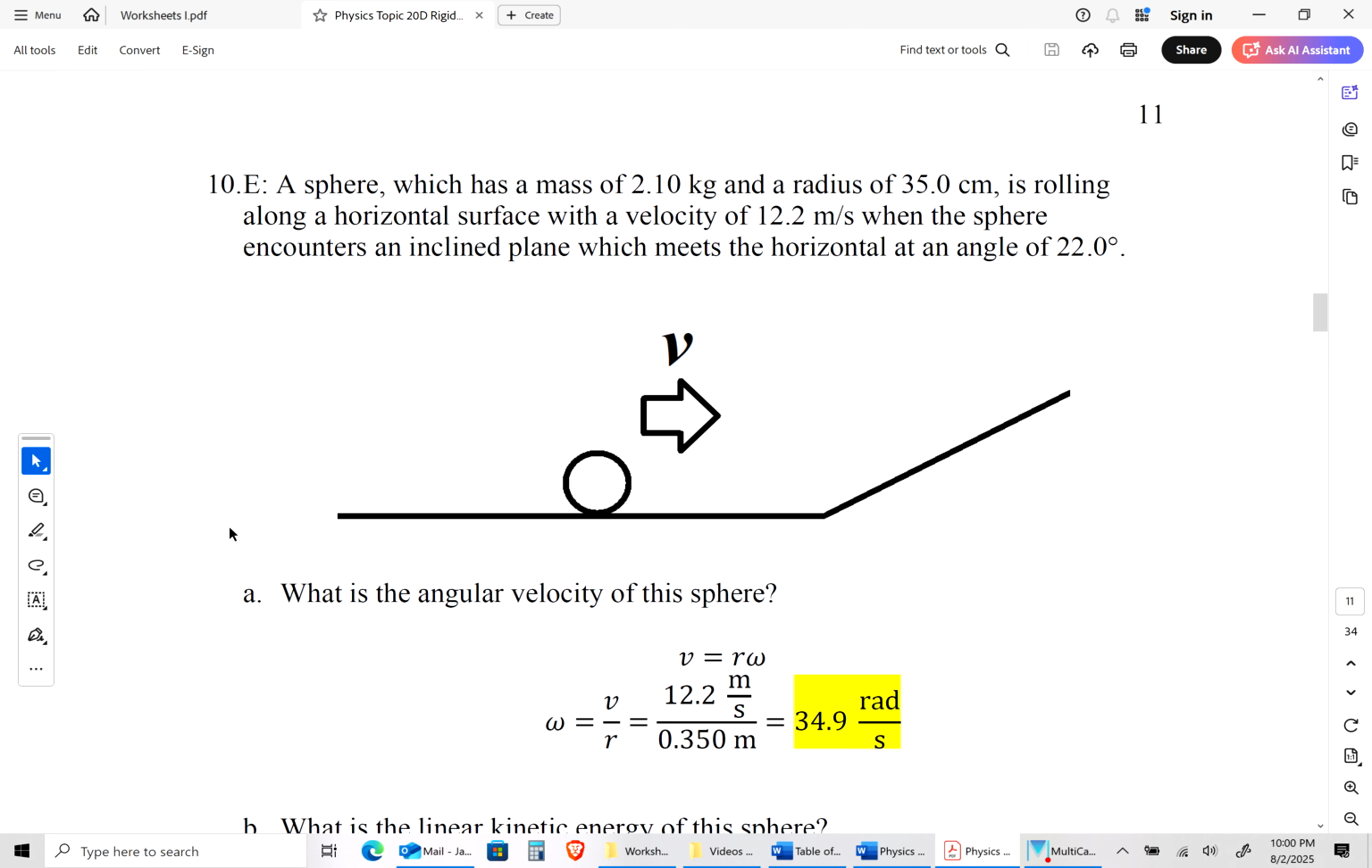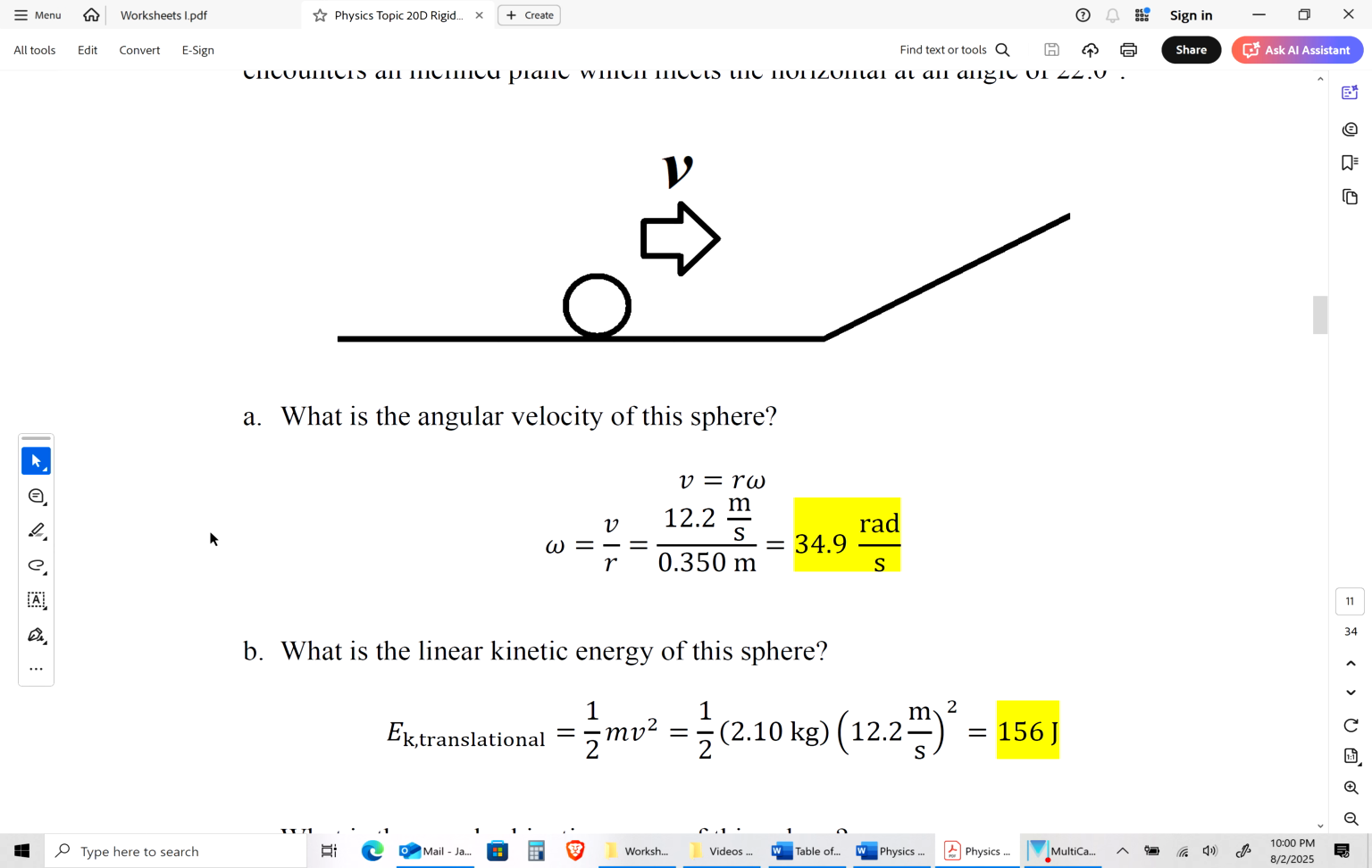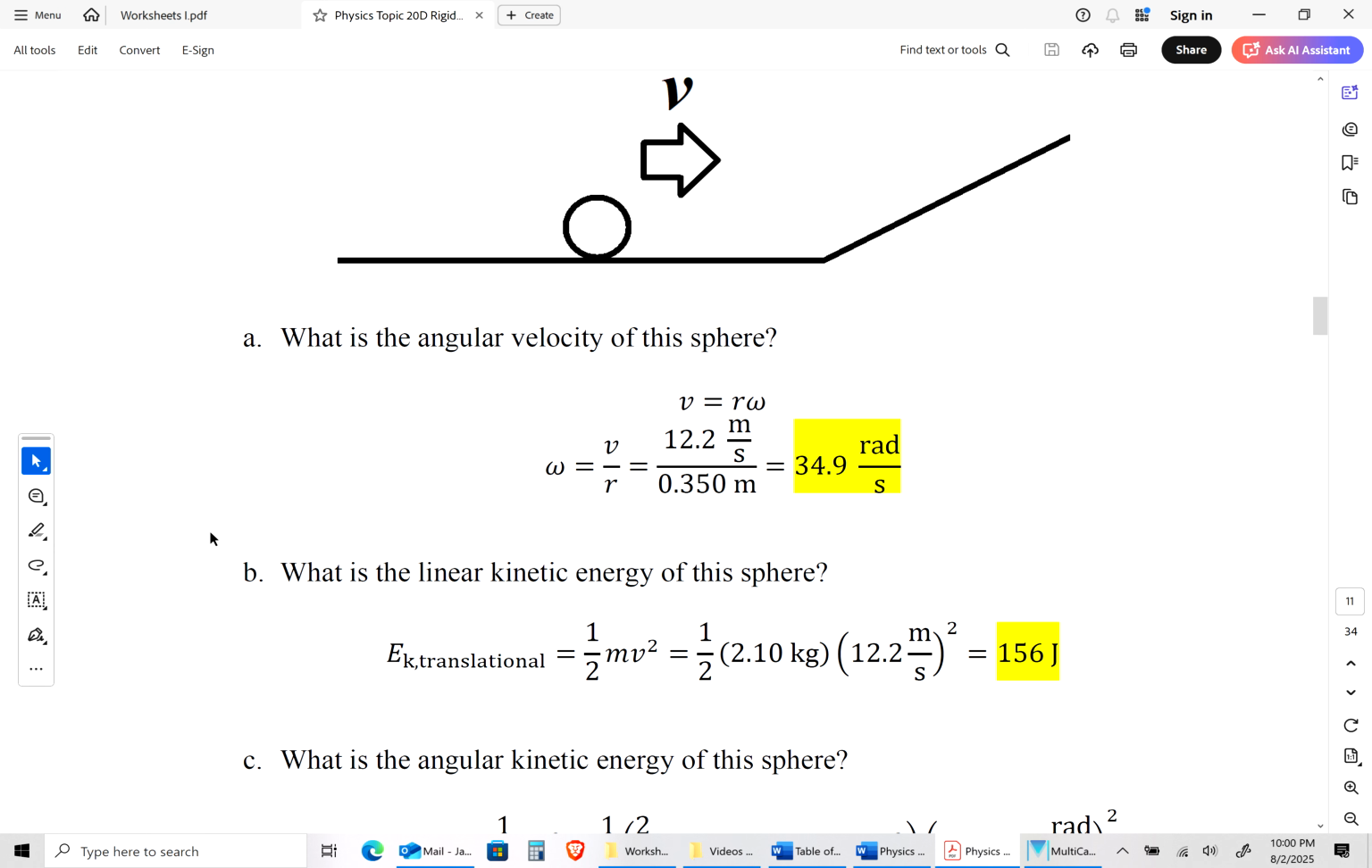Question 10. A sphere which has a mass of 2.1 kilograms and a radius of 35 centimeters is rolling along a horizontal surface with a velocity of 12.2 meters per second when the sphere encounters an inclined plane which meets the horizontal at an angle of 22 degrees. So something like this image. Part A, what is the angular velocity of the sphere? V equals R omega, solve for omega.